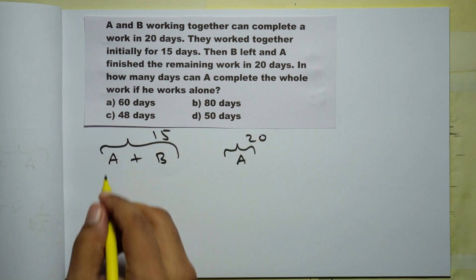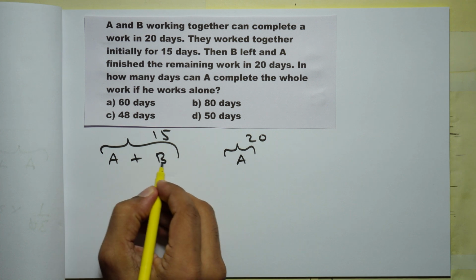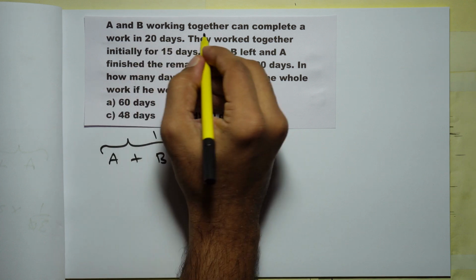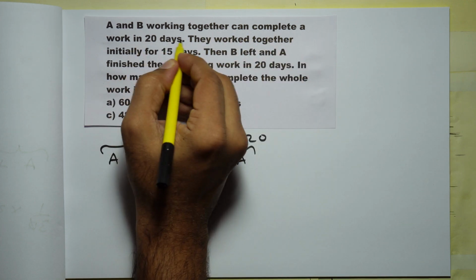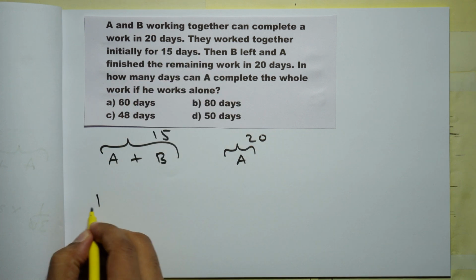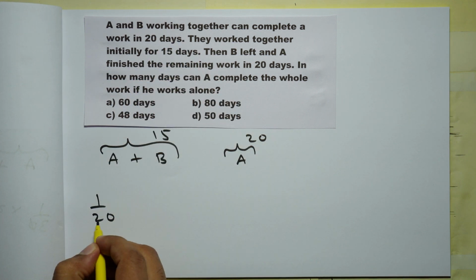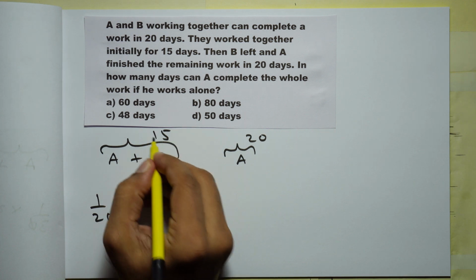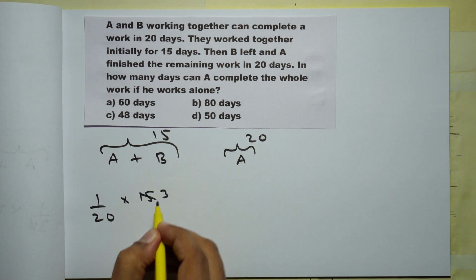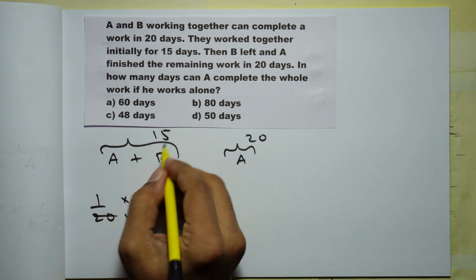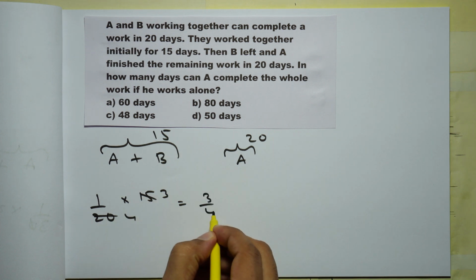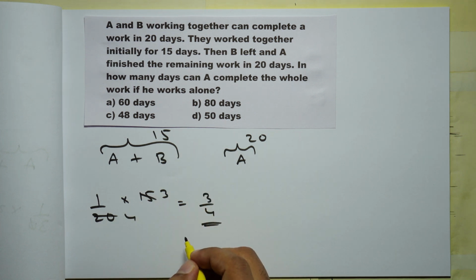Now as a first step, we'll find out the part of the work done by A and B in these 15 days. A and B working together can complete the work in 20 days, which means every day 1/20th of the work will be done. And like that they work for 15 days, so 1/20 into 15. Now 5 divides 3 times, 5 divides 4 times. So in these 15 days A and B together will do 15/20, that is the same as 3/4th of the work.